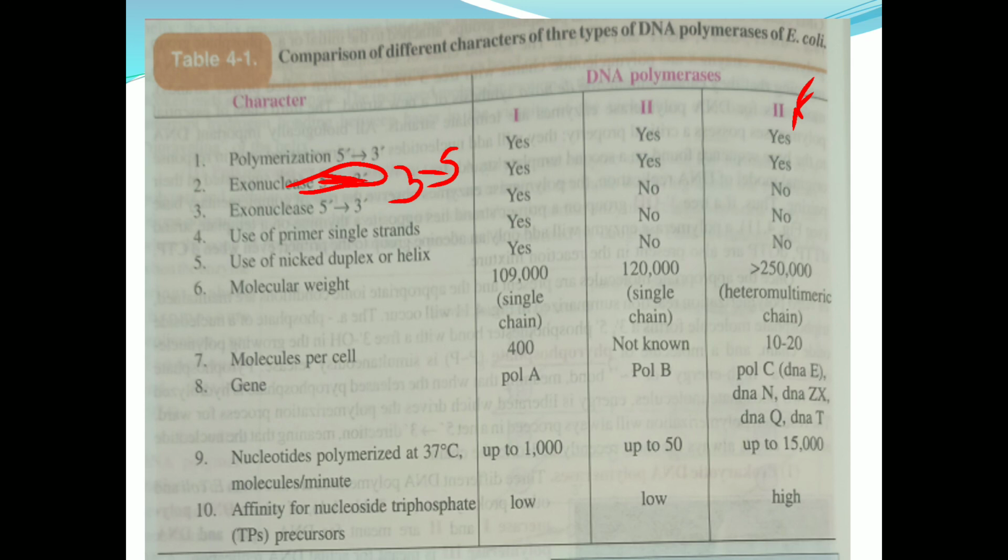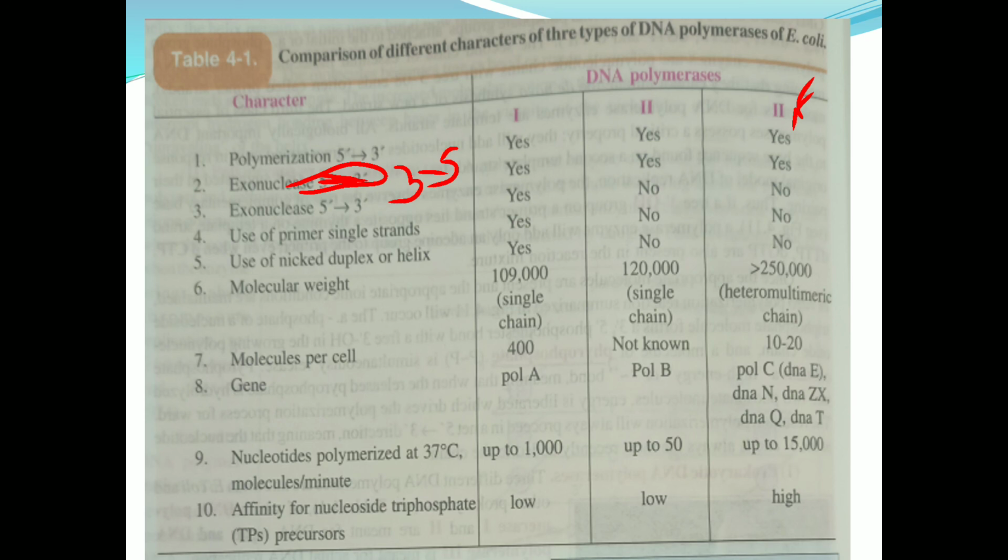Each of these enzymes is coded by genes. DNA polymerase 1 is coded by the gene Pol A, polymerase 2 by the gene Pol B, and polymerase 3 enzyme by the gene Pol C. Each subunit is coded by a different gene, like DnaE, DnaN, DnaZX, DnaQ and DnaT.